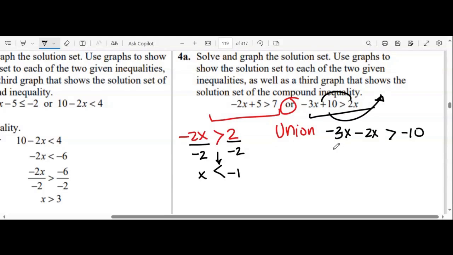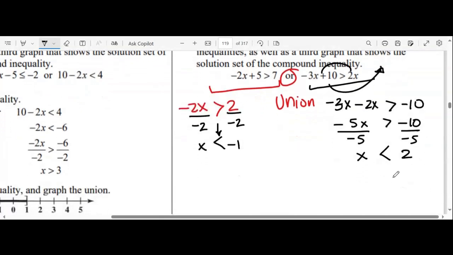Combine. What do you get? Negative 5. Next, what do you do? Divide. Divide by what? Negative 5. When you divide by a negative sign, what do you do? Reverse the sign. Very good. You're getting along with me now. So x is less than 2. Now, can I graph both of them?